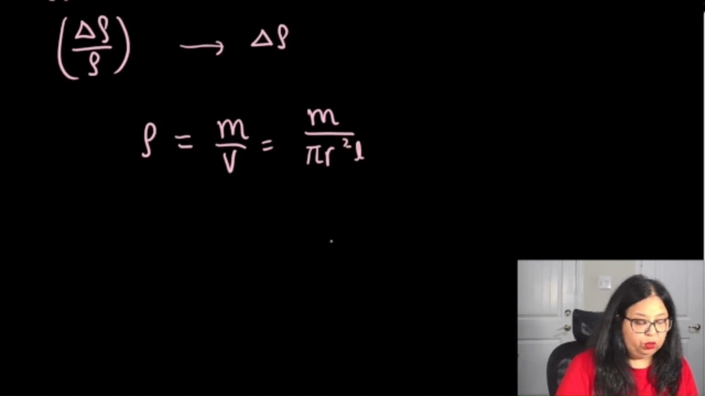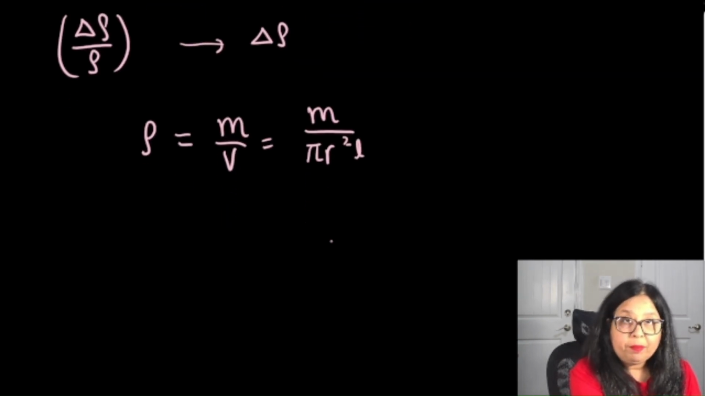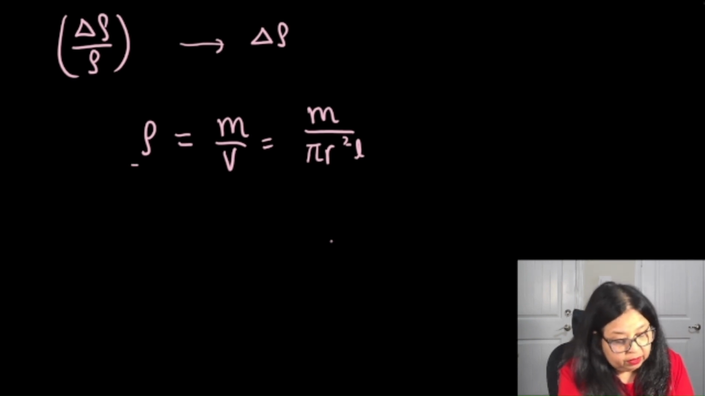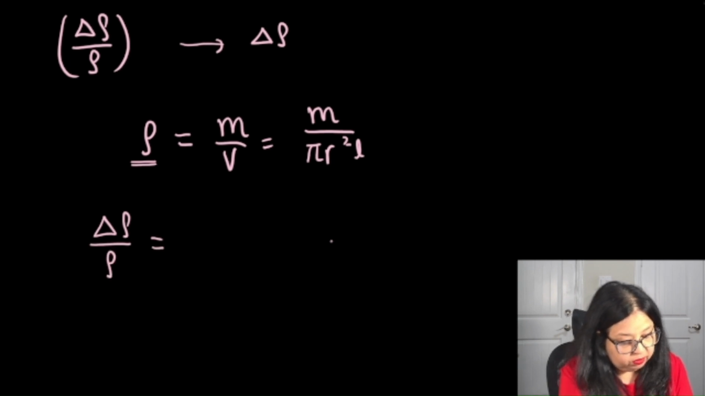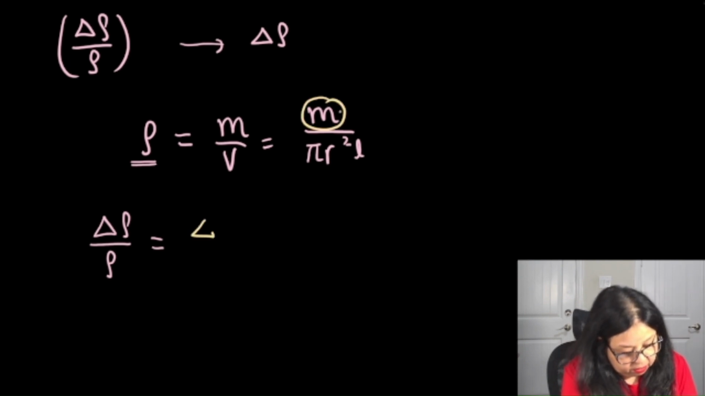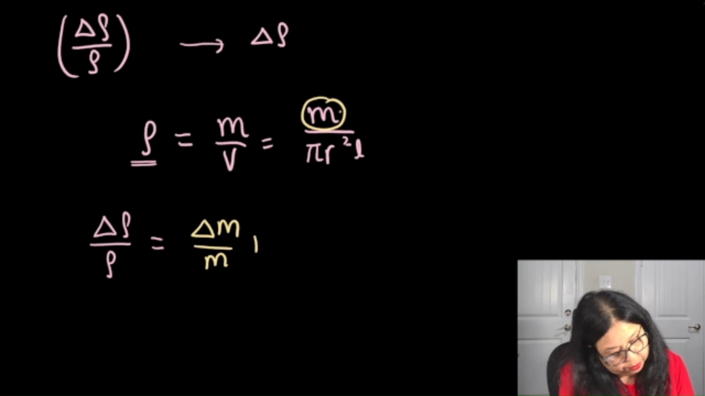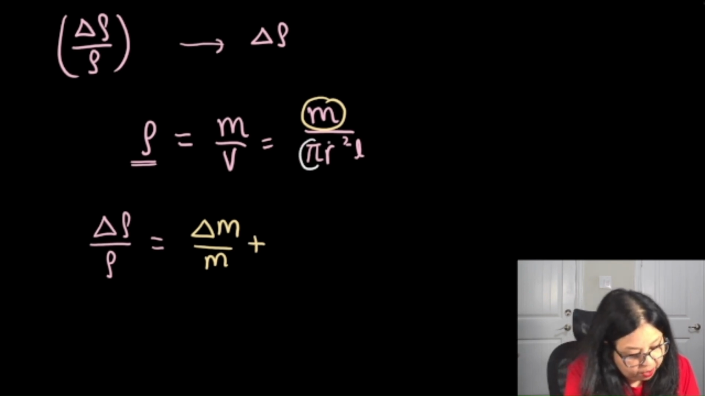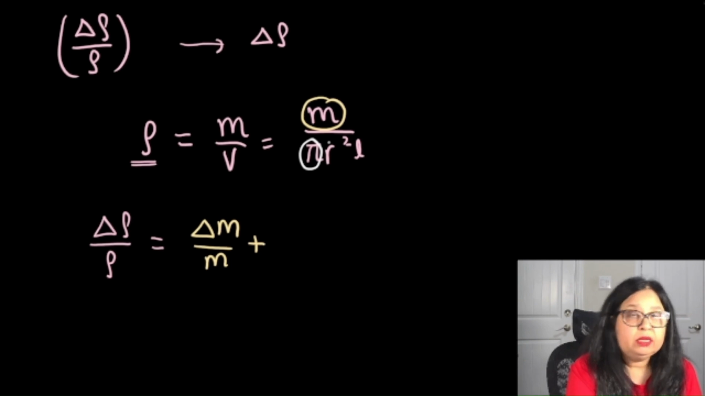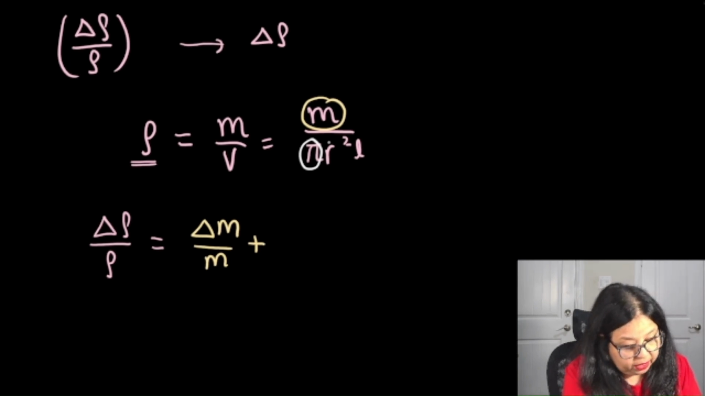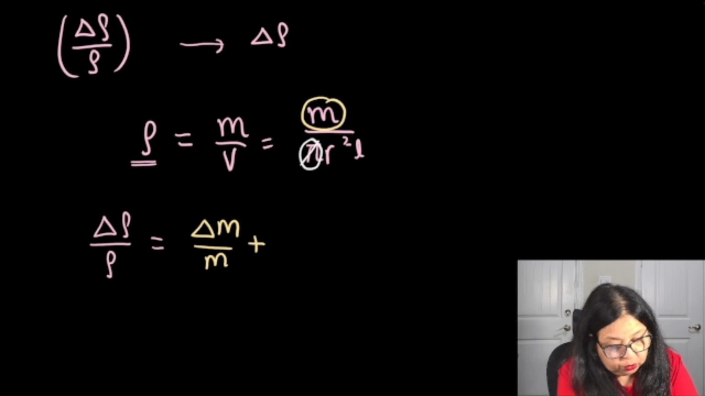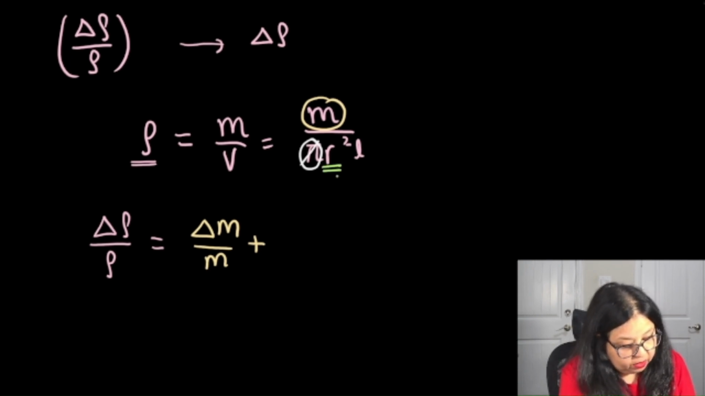Next, we're going to use the formula for propagation of error, which says the relative error in the density, which is delta rho over rho, equals the relative error in the mass here, delta m over m plus. Now if you look at this, pi is a constant number. It does not have any error or uncertainty associated with it. So totally disregard this.